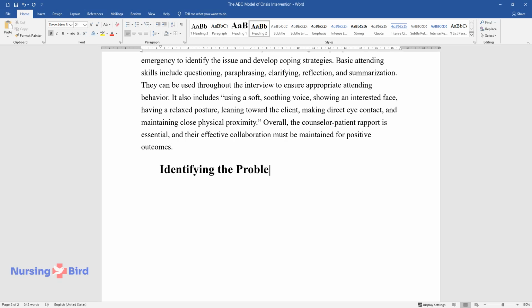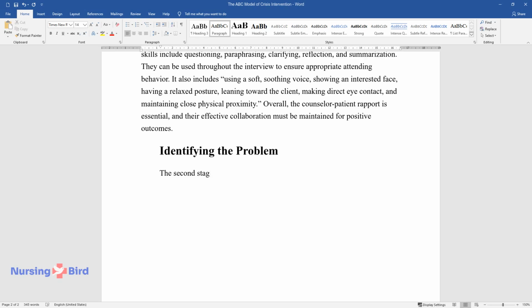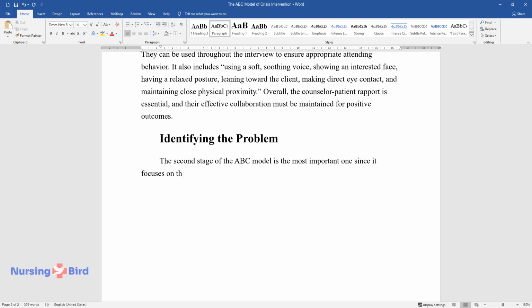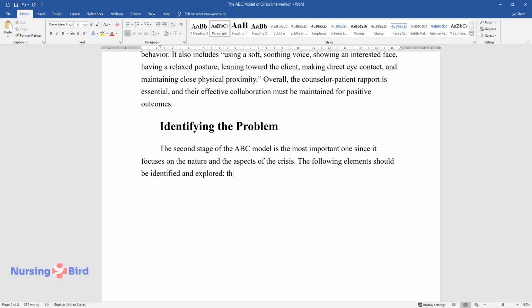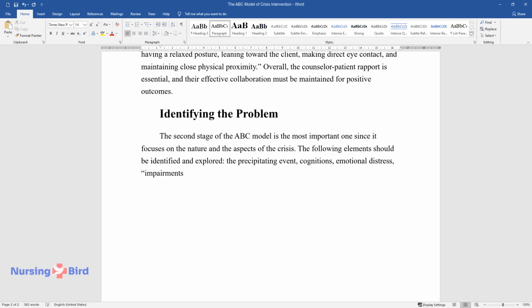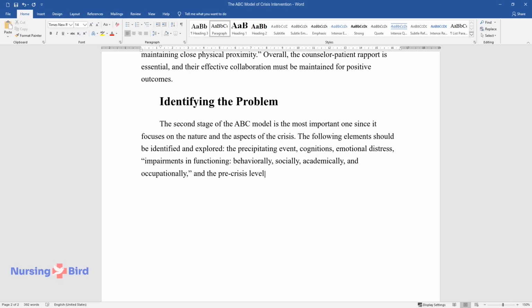Identifying the problem. The second stage of the ABC model is the most important one since it focuses on the nature and the aspects of the crisis. The following elements should be identified and explored: the precipitating event, cognitions, emotional distress, impairments in functioning, behaviorally, socially, academically, and occupationally, and the pre-crisis levels of functioning.